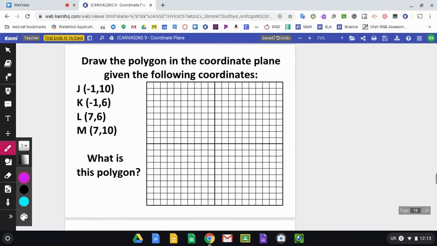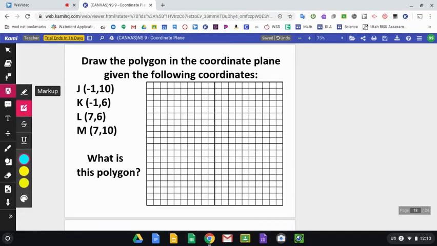Go ahead and try this one all on your own. I will show you where the axes are, just so you can find that origin easier. Go ahead and pause.